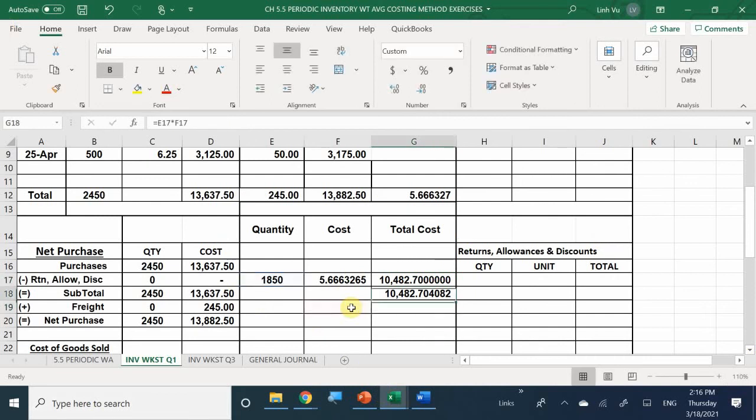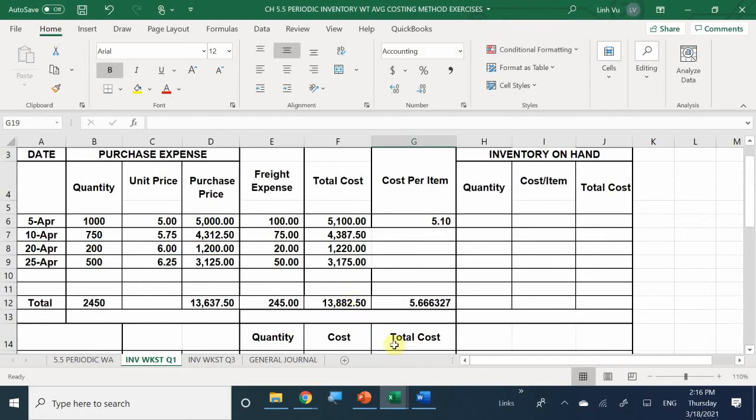Can I see the top of the worksheet real quick, please? Top of the worksheet, here you go. And then why did you, I was trying to catch up because I downloaded my worksheet later. Why did you not get the other cost per item?